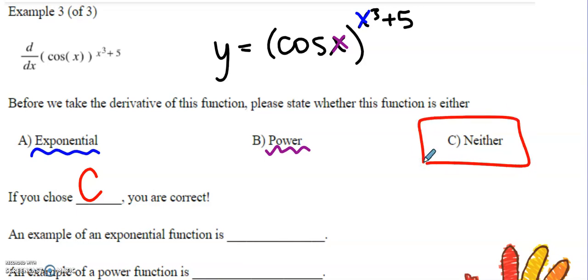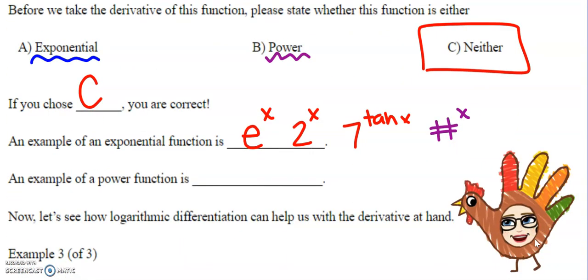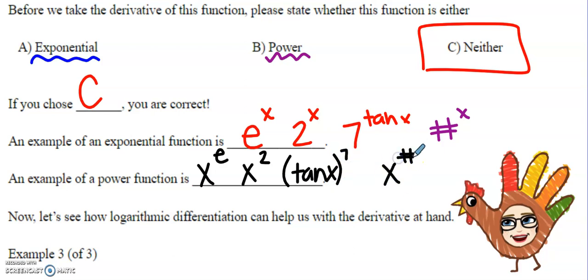So an example of an exponential function is e to the x, or 2 to the x, or 7 to the tangent of x, where there's a number in the base and a variable in the exponent. An example of a power function would be something like x to the e, or x squared, or tangent of x to the 7th, where there's a variable raised to a number.